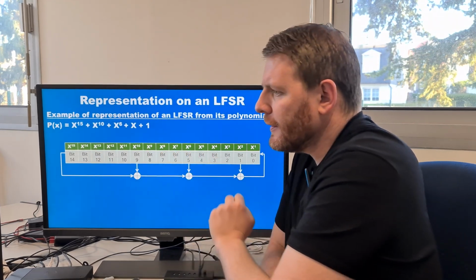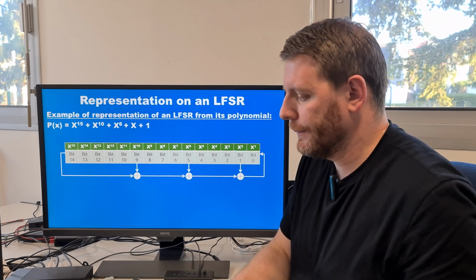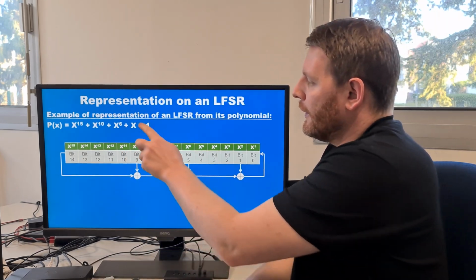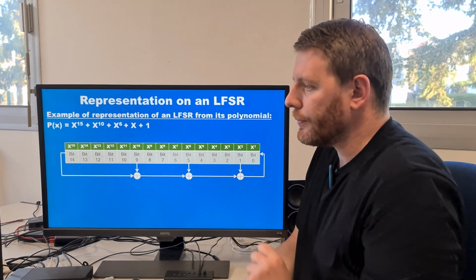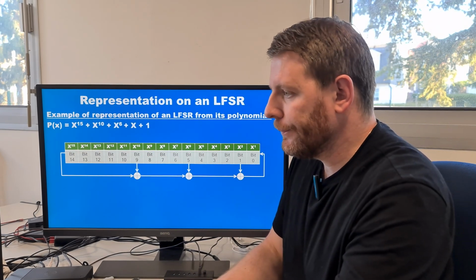Oh, there is a mistake. It's X power 2. I forgot it here. There is a mistake here. X power 2. I will just change it to avoid problems.